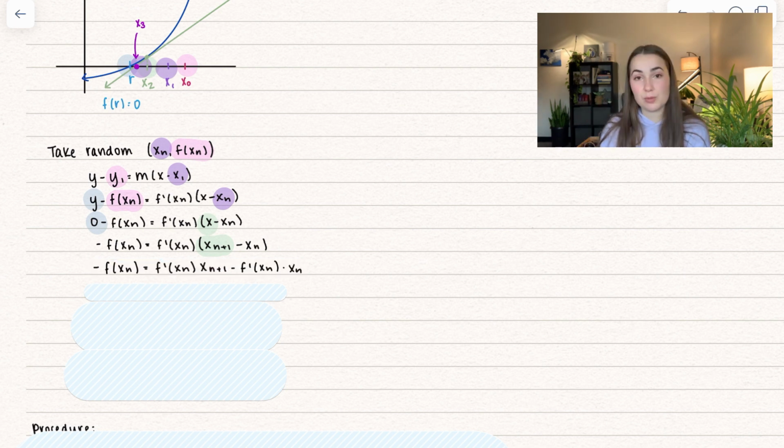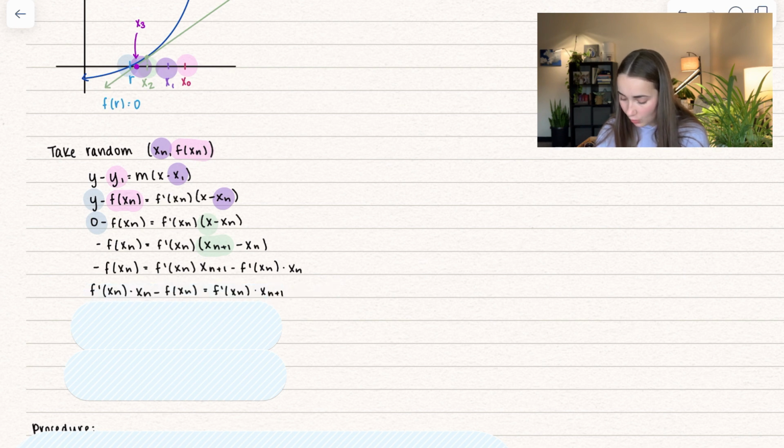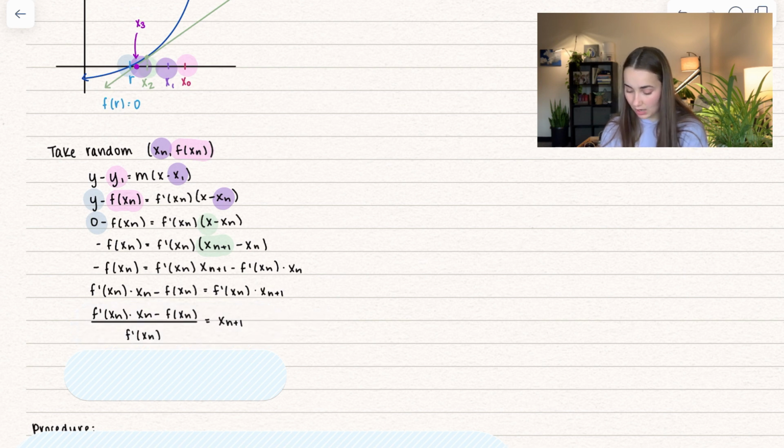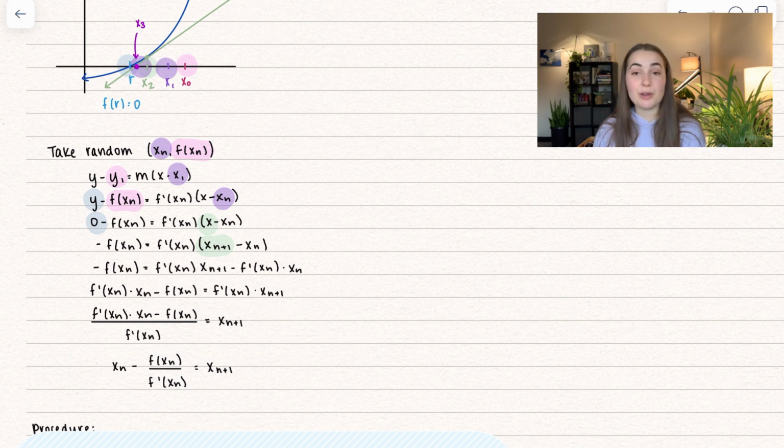First, we distribute that first derivative, right? And then after we do that, we're going to add over that first derivative times x sub n in order to get x sub n plus 1 all by itself. And our last step that we need to do is divide by the derivative. So divide by f prime of x sub n. Here we can simplify it once, right? We can make that x sub n minus that whole thing. And here we got the formula for the next corresponding x value.